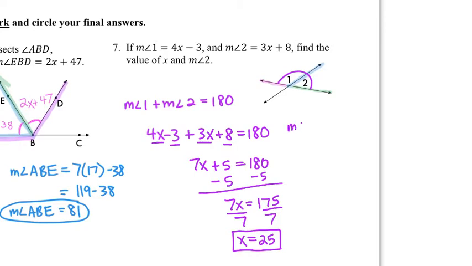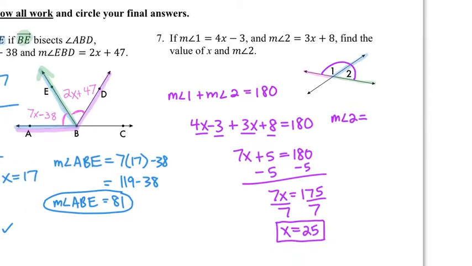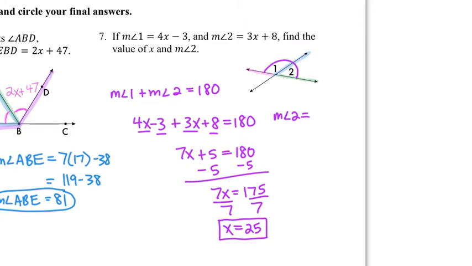And then measure of angle 2 is equal to... you can't use measure of angle 1 because these are not equal like over here, where those two angles were the same. These are supplementary angles. So for measure of angle 2, we have to use this expression, 3x plus 8. So 3 times 25 plus 8. 3 times 25 is 75, plus 8 is 83. So that's the measure of angle 2.